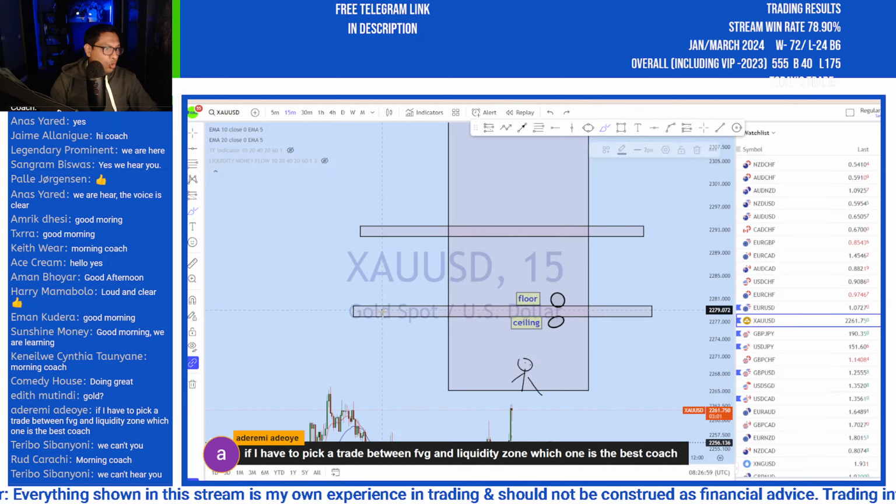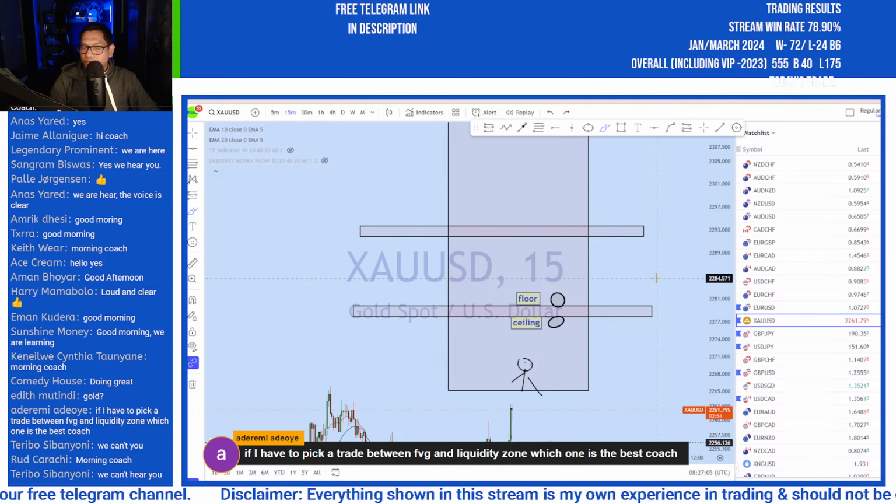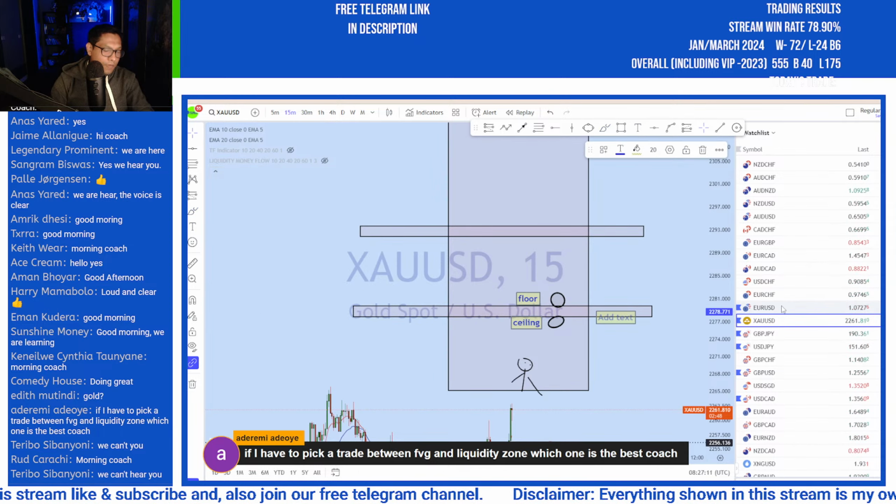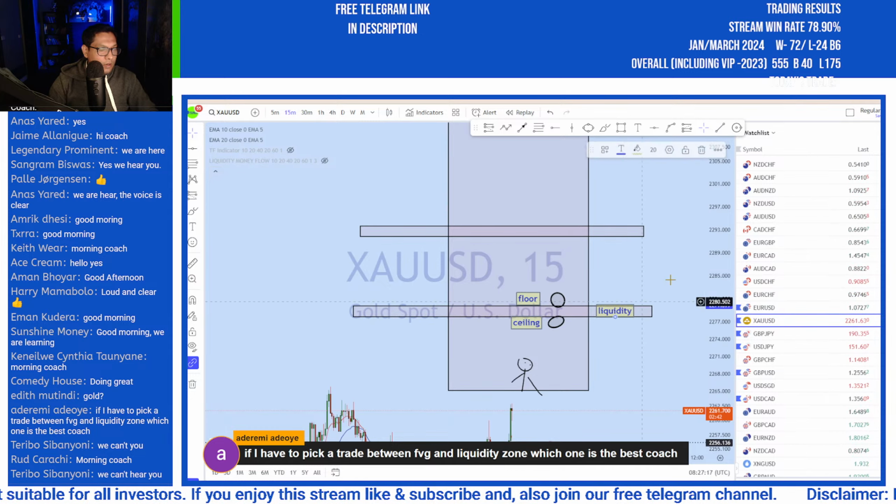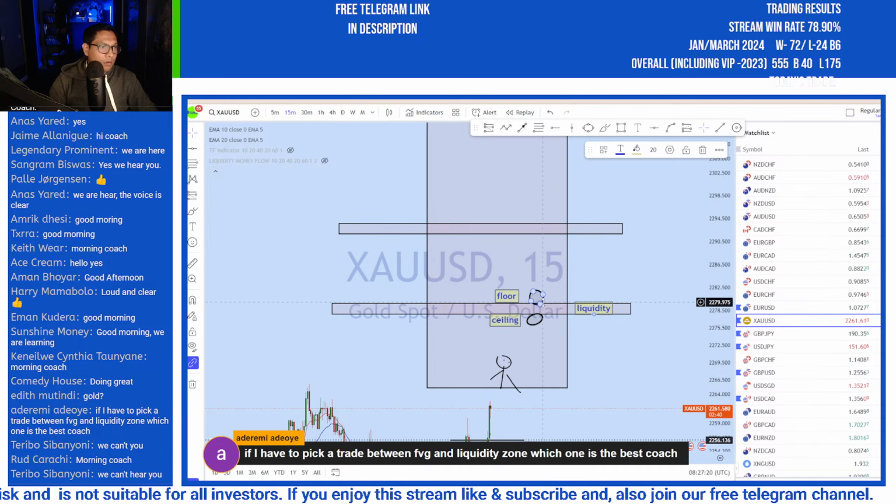And this is a zone, all right? So this is what you can say a liquidity zone, all right? That's what it is. So once you are on that liquidity zone, depending on where the ball is will determine which way the price will be heading.